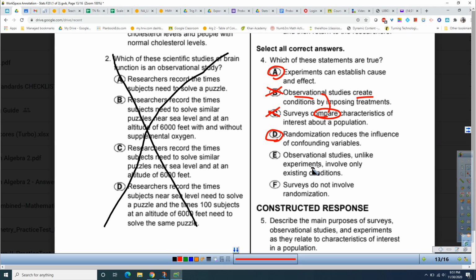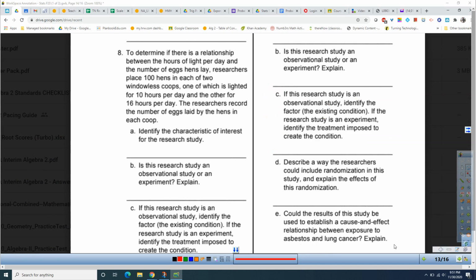Observational studies, unlike experiments, involve only existing conditions. Yeah, you don't bring anything with you. You just observe what's already there. Surveys do not involve randomization. They should. They absolutely should. And a survey that doesn't is not a very good survey. Okay, kind of deal.